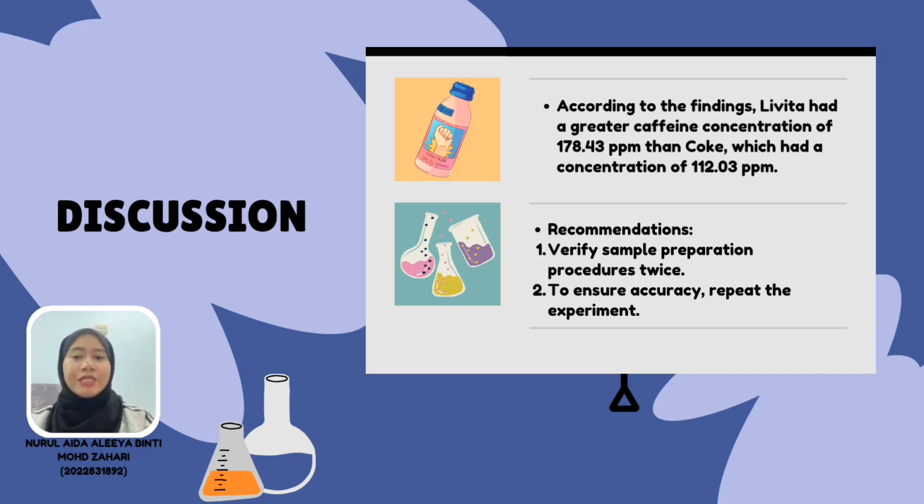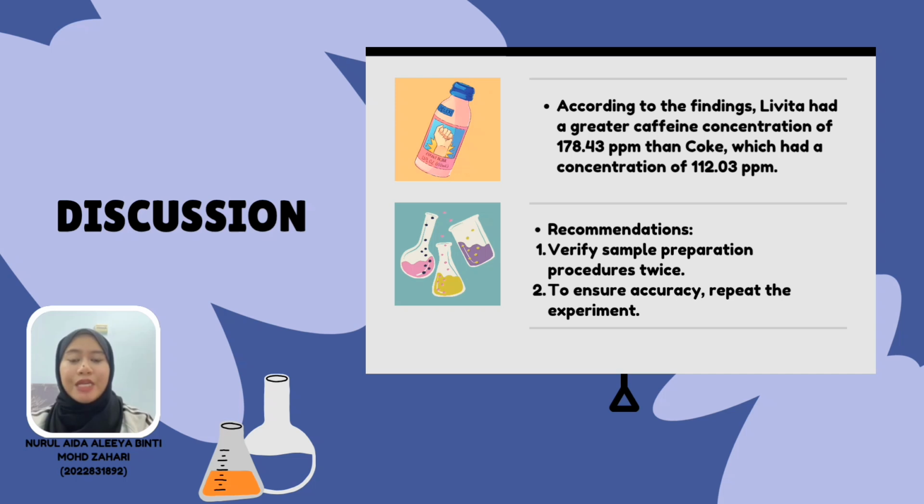Although these results seem unexpected, they are reasonable because Levita, as an energy drink, likely contains more caffeine than a Coke. We can prevent this problem from repeating by verifying the preparation twice. We can ensure the samples are consistent and free from error before analysis.